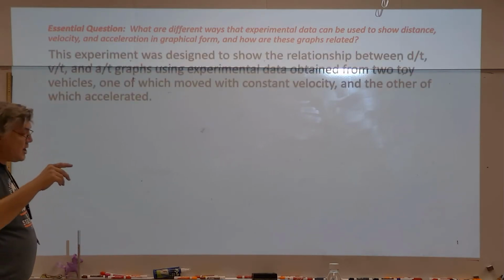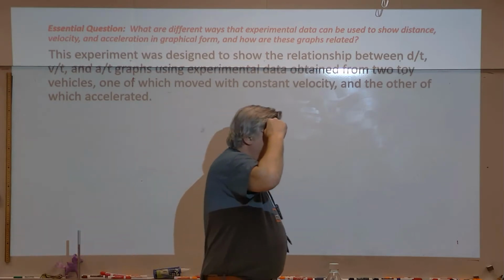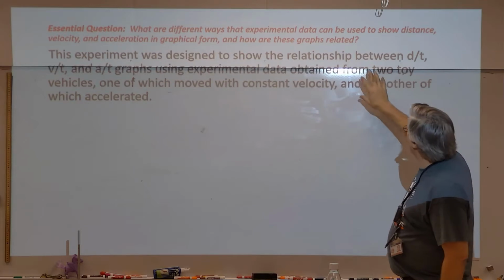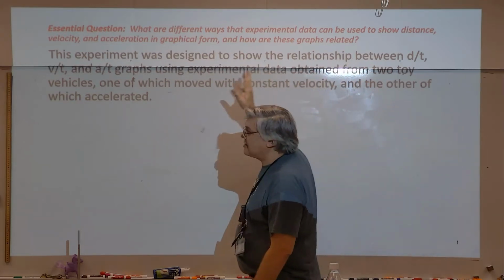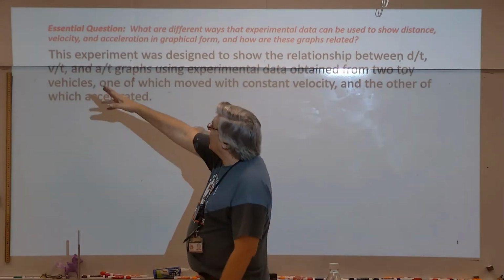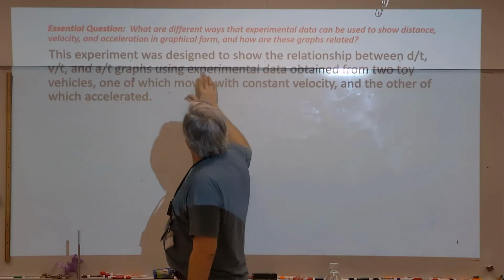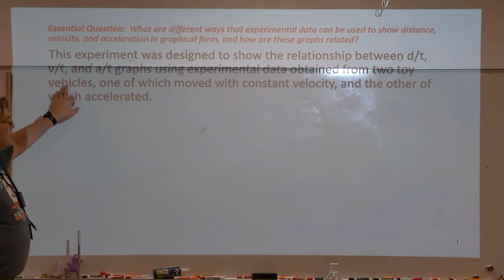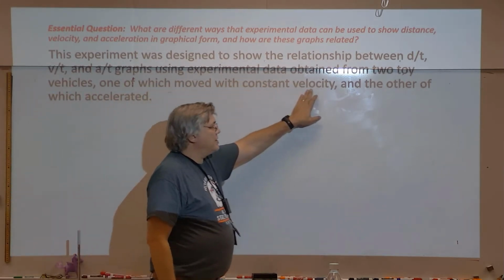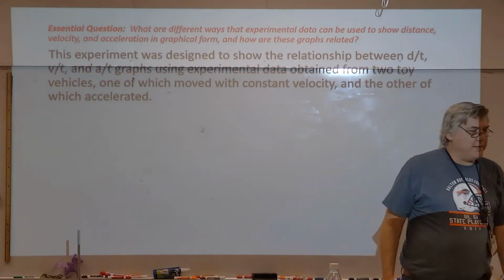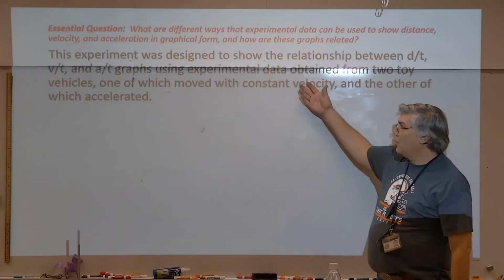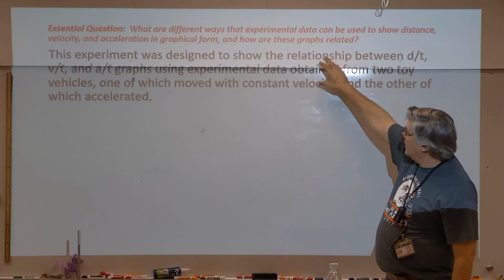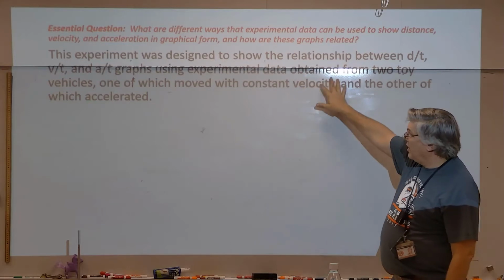The first thing I thought of was, how am I going to rewrite that as a purpose? This experiment was designed to show the relationship between distance-time, velocity-time, and acceleration-time graphs using experimental data obtained from two toy vehicles, one of which moved with constant velocity and the other of which accelerated. So I've basically told what I'm doing, showing this relationship, and how I'm getting the data.